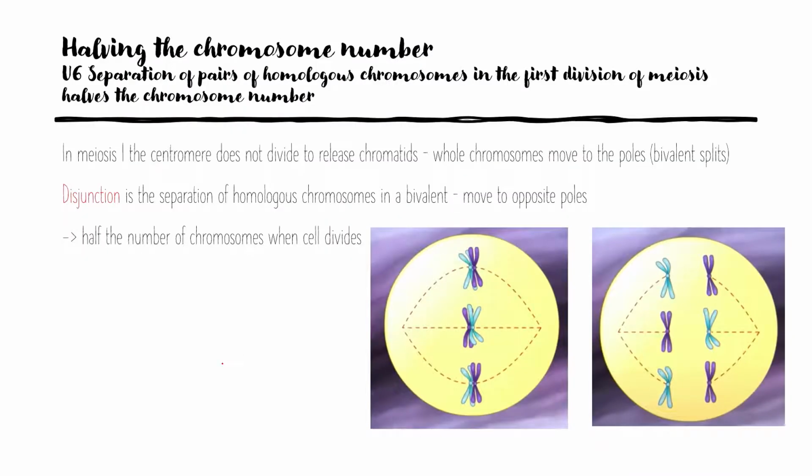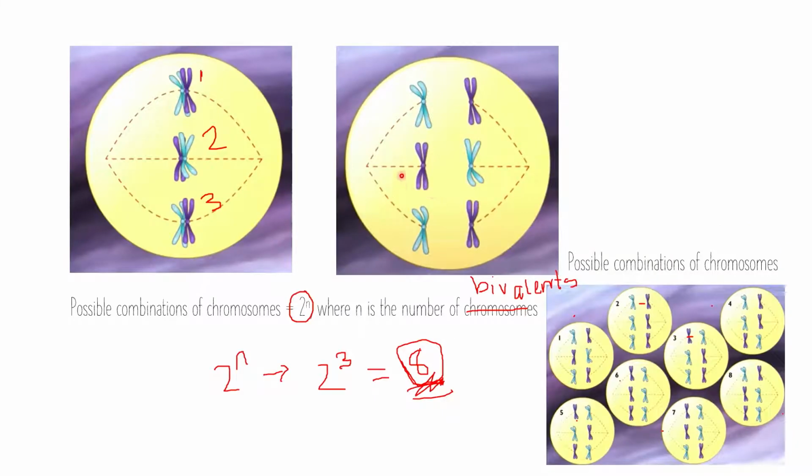Halving the chromosome number, understanding 6. So in meiosis 1, the first division, the centromere does not divide, so it does not release the chromatids. In fact, the whole chromosomes themselves move to the poles. So if I go back to this image right here, we can see the whole chromosomes are going to the poles on either side. The sister chromatids are not being detached in meiosis 1.